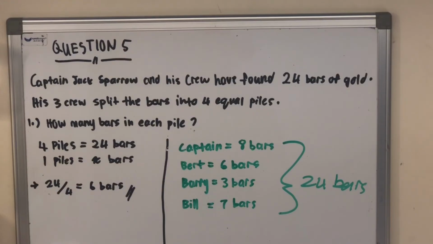So we're going to start by giving the captain the most bars and give the captain 8 bars, and Bert have 2 fewer bars than the captain, so 8 minus 2 equals 6 bars, and Barry should have half as much as the captain. But we cannot give Barry 4 bars, because then Bill would have the same amount of bars as Bert. So Barry would have 3 bars and Bill will have 7 bars, and the total will equal to 24 bars. Thank you very much.